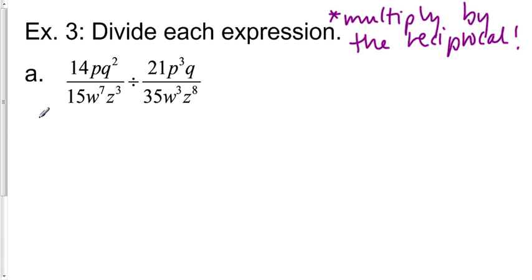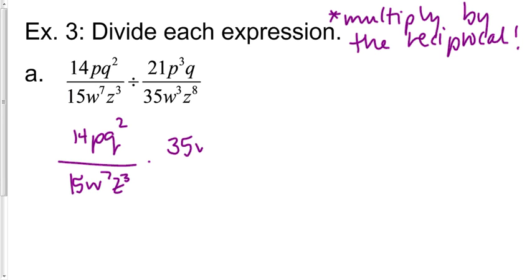Okay, so I should rewrite this before I even begin. 14pq squared over 15w to the 7th z to the 3rd times, now I'm going to flip this fraction over, 35w cubed z to the 8th over 21p cubed times q.